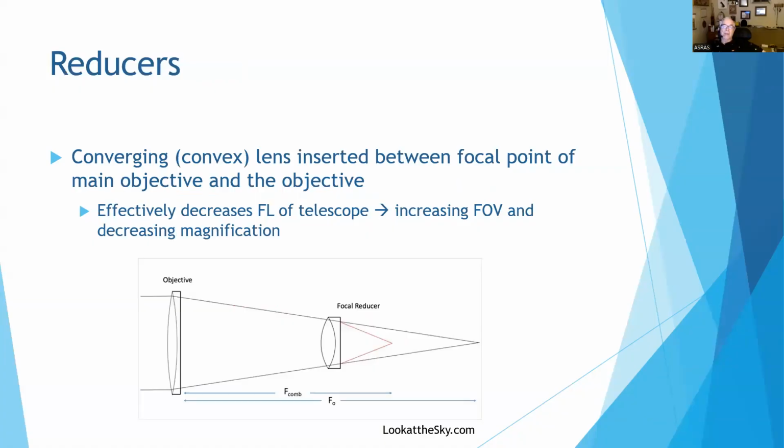Reducers do the opposite. A reducer is a converging or convex lens inserted between the focal point of the main objective and the objective. So here's the original view, which is a straight line without. This is the original focal point. Putting in this converging lens causes the rays to converge much earlier in the focal train than they would have, effectively reducing the focal length of the telescope, which increases field of view and decreases magnification.